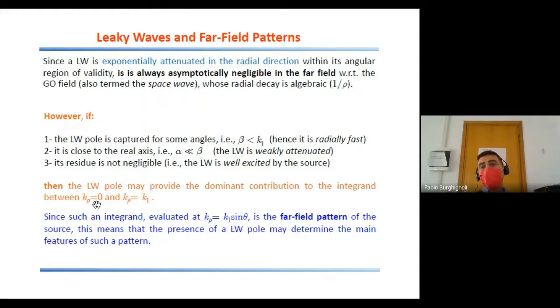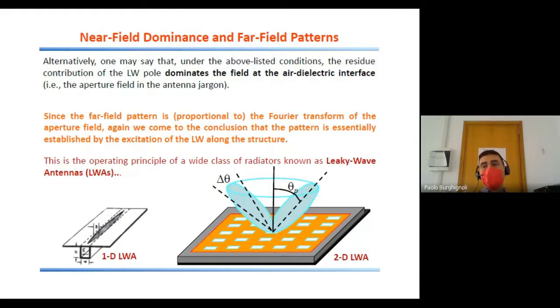Now, when you evaluate the integrand at k rho equal to k1 sine theta, it is by definition, up to constants, the far field pattern of the source. This means that the angular dependence of the far field pattern will be essentially dominated by the presence of this leaky wave pole. And this is the principle by which leaky waves are used to shape the radiation pattern in an important class of radiators, of antennas, that are known as leaky wave antennas.